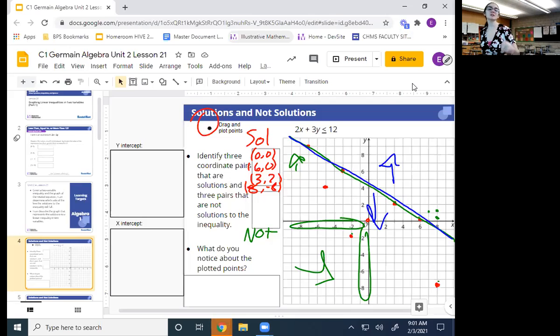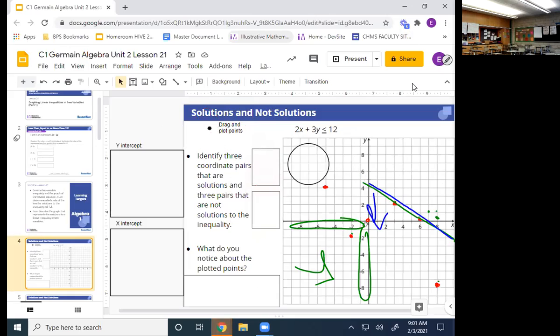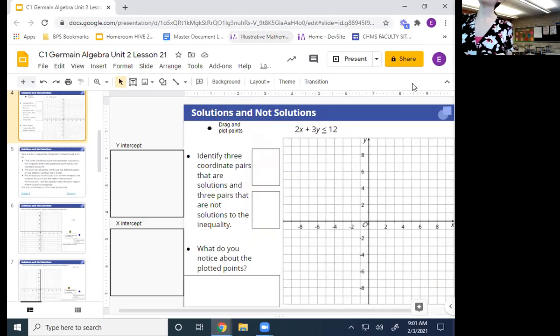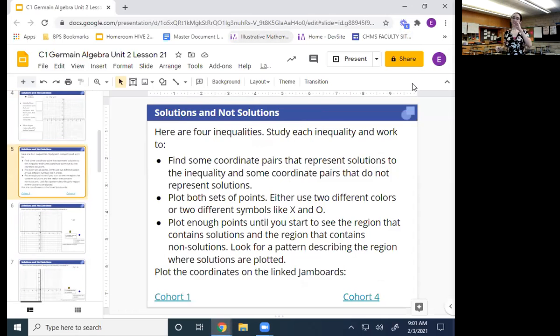The second part of this activity is going to be some more independent work. Let me tell you what you need to do for this second piece. On slide number 5 are the directions. On the following 4 slides, there are 4 inequalities. You need to study each inequality and do 3 things. First, find some coordinate points that represent solutions to the inequality. Find some points that do not represent solutions to the inequality.